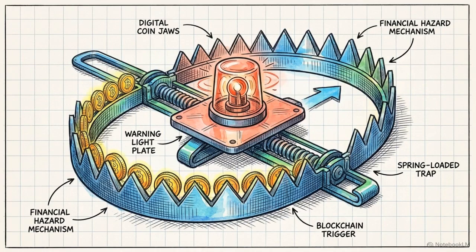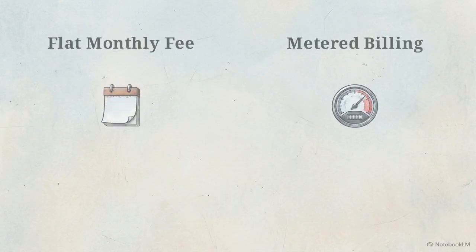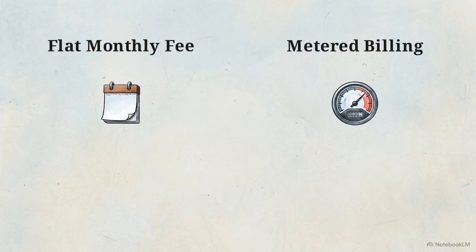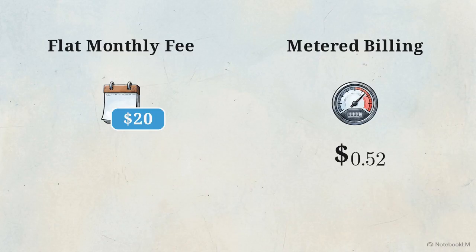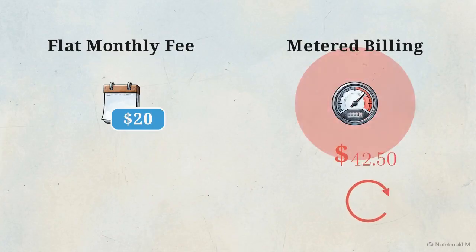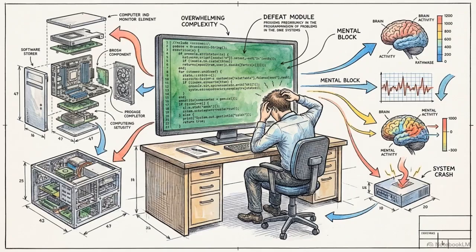Before you start building, there is a very common financial trap that catches a lot of beginners by surprise. This is the difference between a flat monthly fee and metered billing. On the left, you pay a set price for the month, but on the right, the AI provider charges you for every tiny bit of information the AI handles. If your automation gets stuck in a loop and keeps talking to itself, that meter keeps spinning, and your bill can skyrocket.